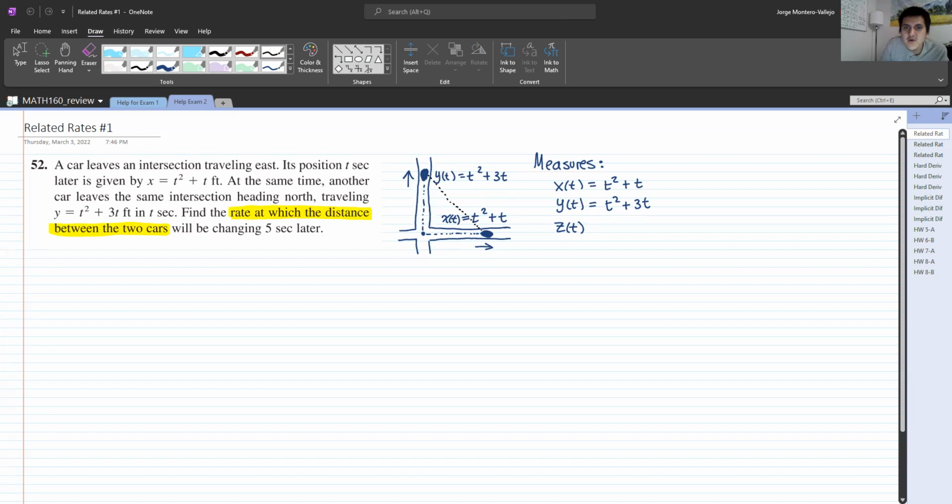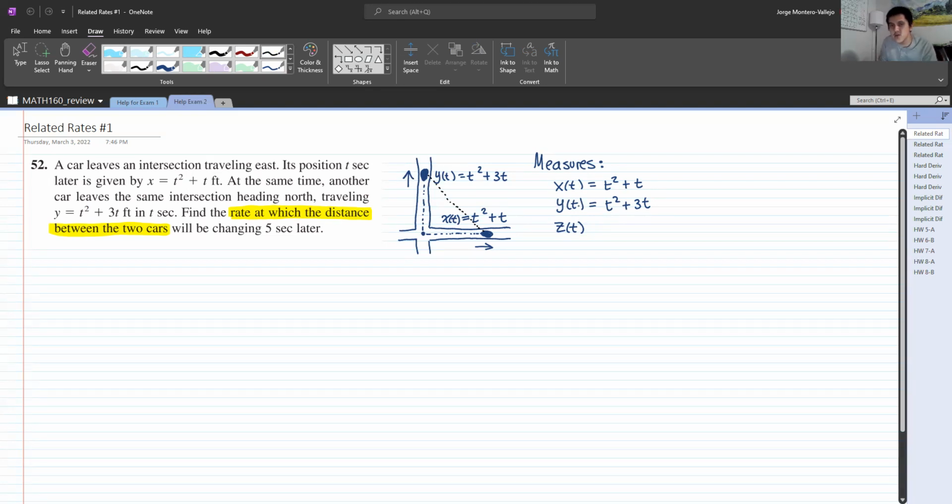the shape that is being formed, or the shape that is kept the whole time, is that of the right triangle, right? So this hypotenuse is the distance between the two cars, right? So we know that z of t is going to come from the Pythagorean theorem, right? Using x of t and y of t. But we don't need to worry about writing out the function for z of t. Okay?